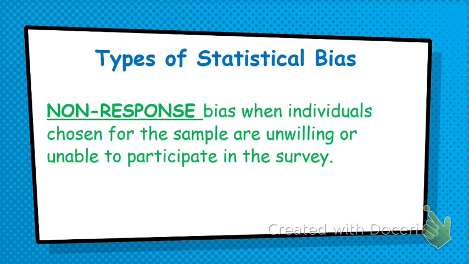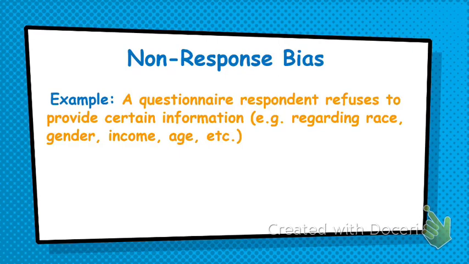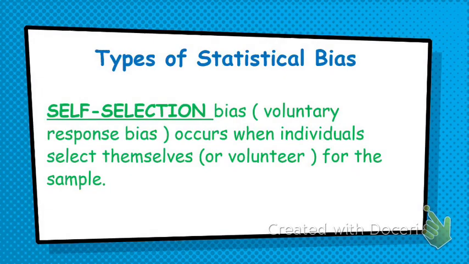Then we also have what's called non-response bias, and that's when an individual chosen for the sampling is unwilling or unable to participate in a survey. So if a questionnaire respondent refuses to provide certain information like race, gender, income, age, etc., that would be considered a non-response bias.